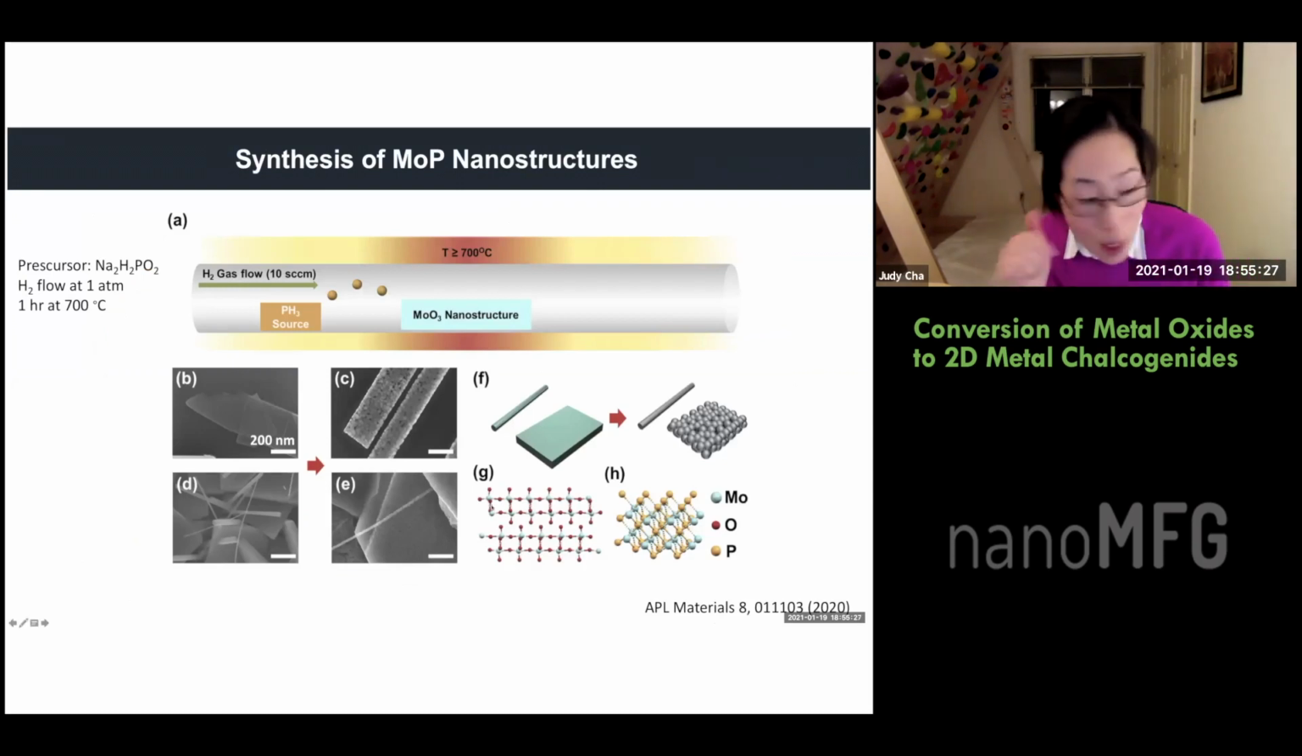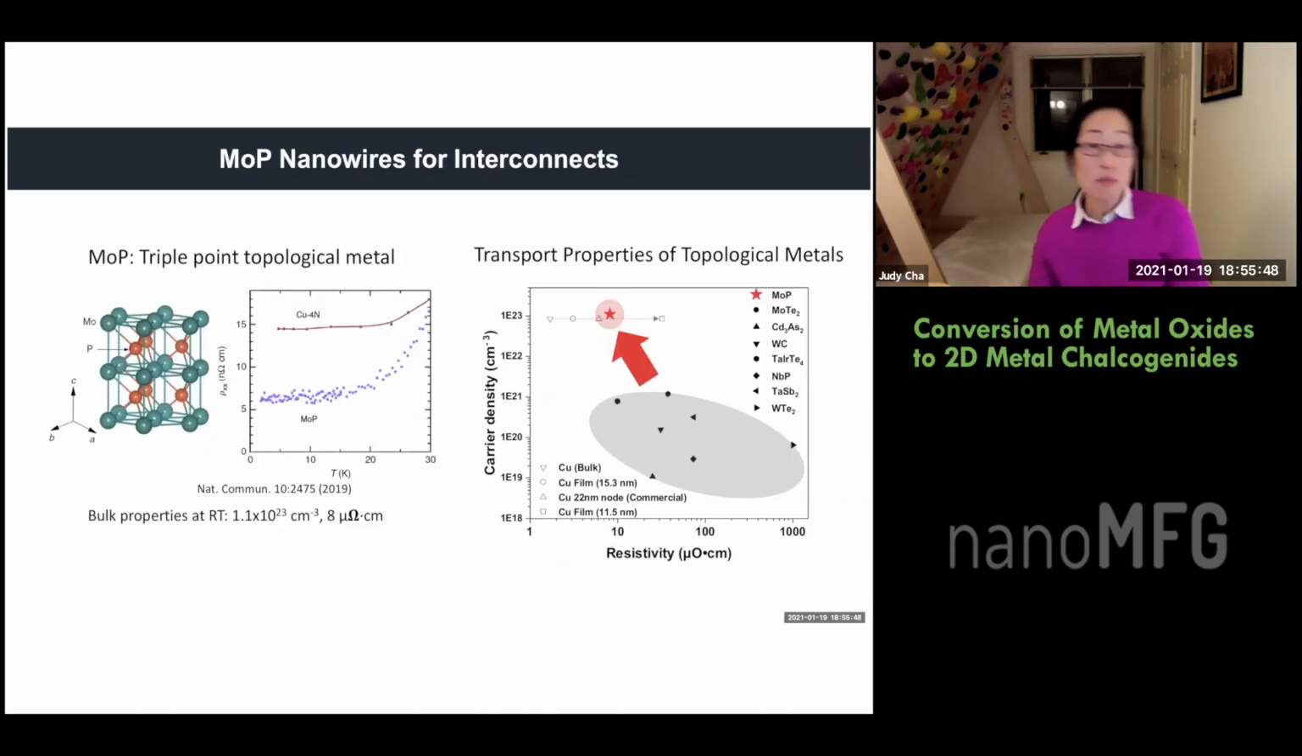However, some compounds are like magic, and then you don't have to worry too much about oxidation. So here, we're now making moly-phosphide. So we're doing a phosphorization. We're again starting with moly oxide wires, and then we phosphorize it to make moly-phosphide nanowires. The initial work came from the Max Planck Institute, where they made a bulk moly-phosphide. This is a topological metal.